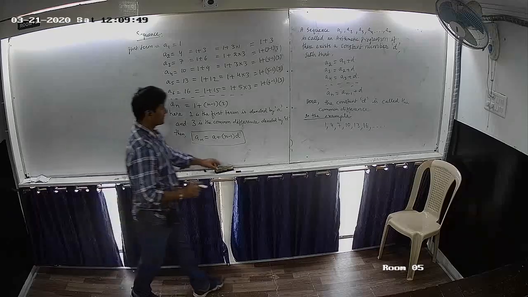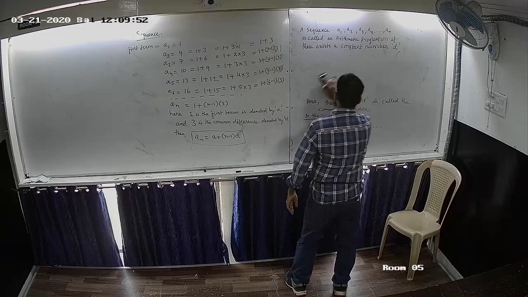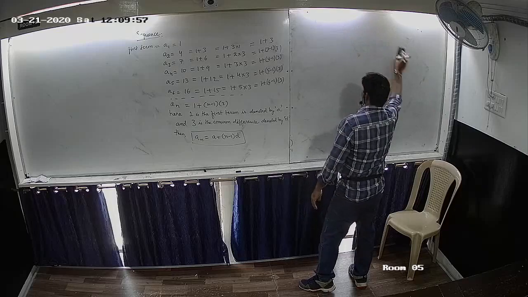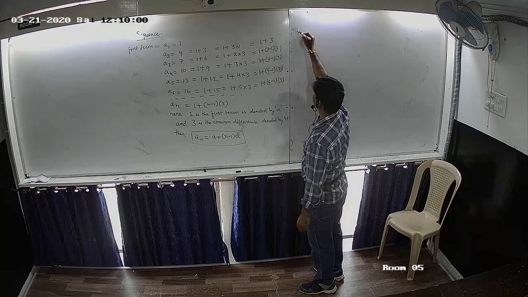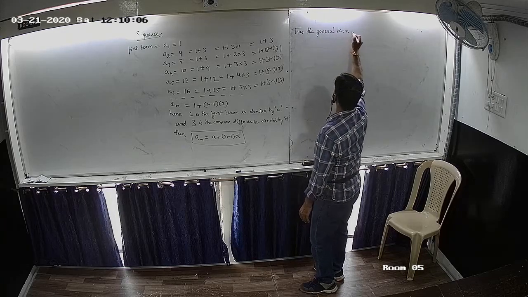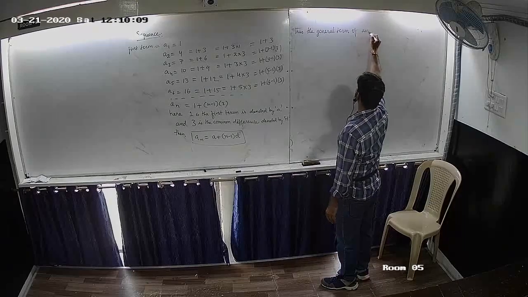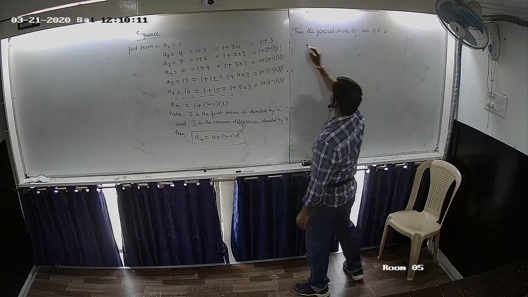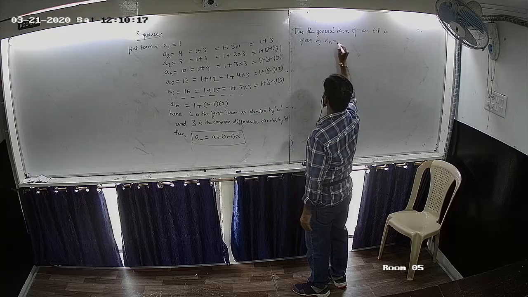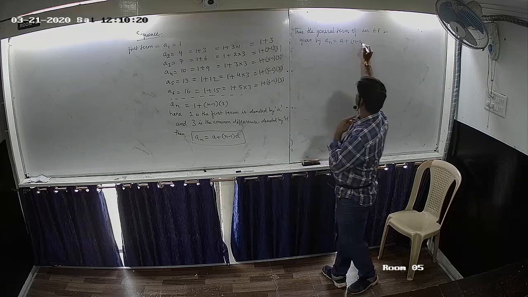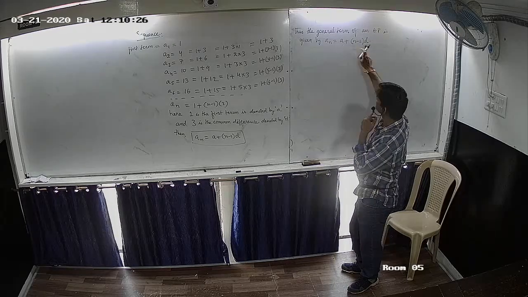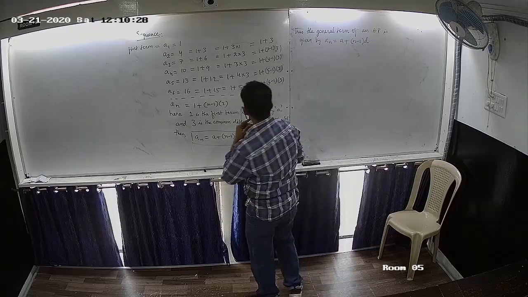This nth term is also considered as the general term of an AP. Thus, the general term of an AP is given by an is equal to a plus n minus 1 into d, where a is the first term of the AP and d is its common difference.